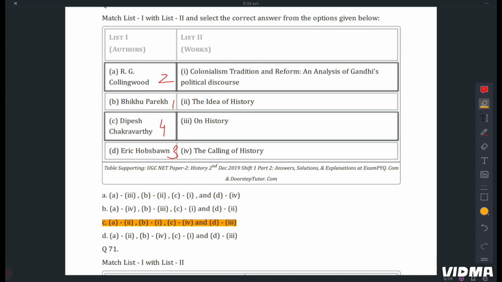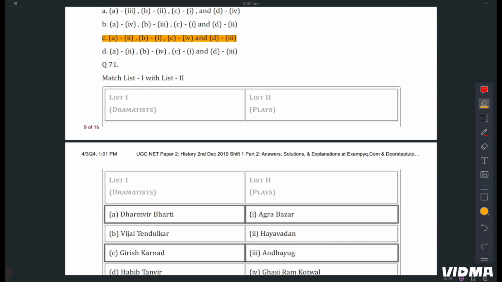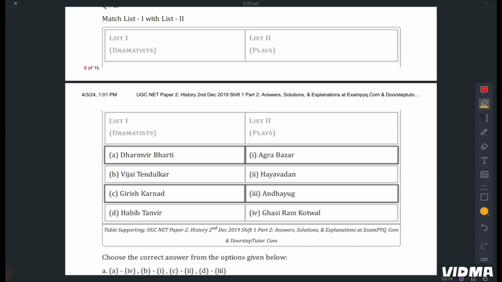Then Bhikhu Parekh's Colonialism, Tradition, Reform. In this book, he evaluates Gandhi's efforts to generate the moral order of Indian society, which is appropriate for the modern age. Dipesh Chakrabarty's The Calling of History. He is the person who belongs to Subaltern School, and he is the student of Ranajit Guha. And this The Calling of History, making the discipline of history in late colonial India. Then last, Eric Hobsbawm, On History, reflects upon the theory, practice and development of history and its relevance to the modern world. Okay, let's move ahead. List 1, List 2, dramatists and their plays.